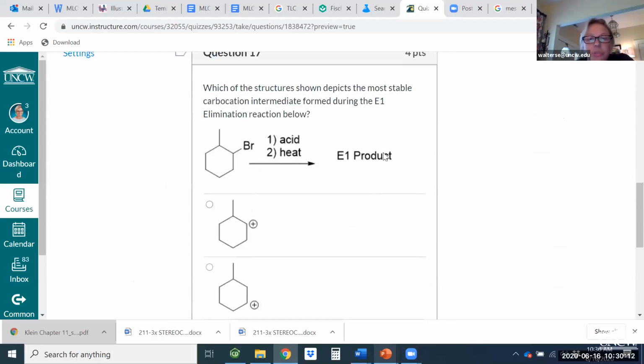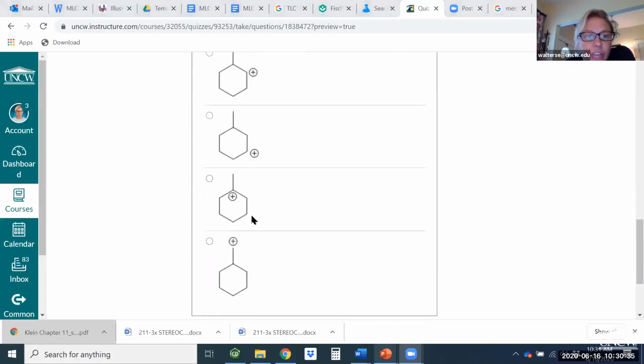Okay, so you're told you're doing an E1. E1 eliminations tend to make the Zaitsev product. E1 is two-step, so you would make a carbocation intermediate. It should be a Markovnikov. Yeah, it should be this one. This is what I would have picked. Yeah, so E1 eliminations make the Zaitsev product in a two-step reaction going through a carbocation intermediate. So that one here.